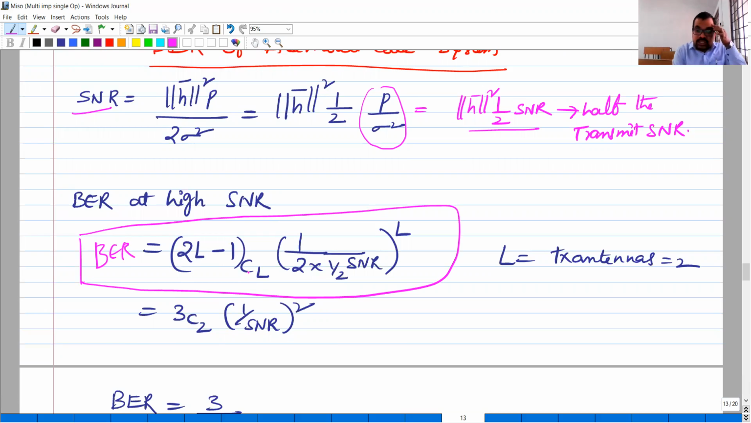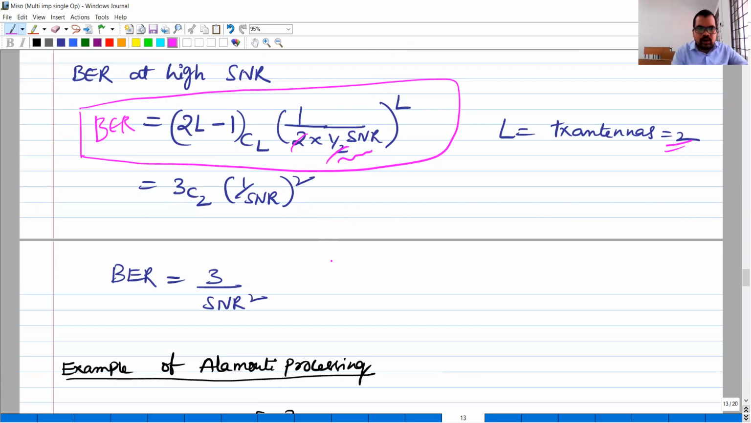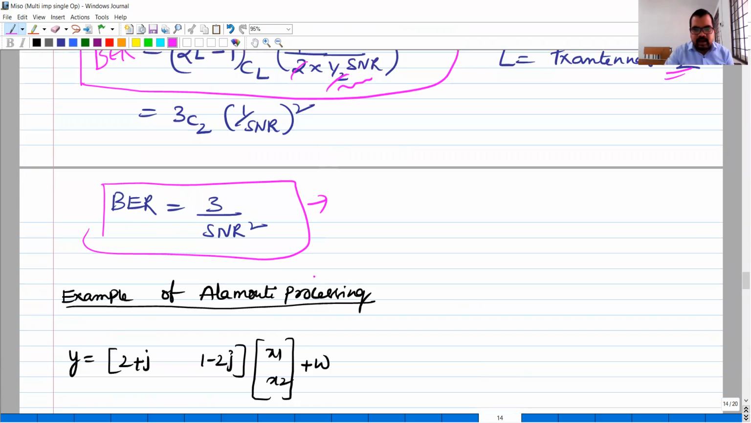(2L minus 1) C L into (1 by 2 into SNR), the whole power L. L is our number of transmitting antennas, and here the transmitting antennas are 2. So here it is 3C2, where L is 2. 2 into 2, 4 minus 1, is 3. C L with L value 2 is 1, and the 1 by 2 and the 2 cancel. You will get SNR square. Therefore, the bit error rate of Alamouti code is 3 by SNR square.